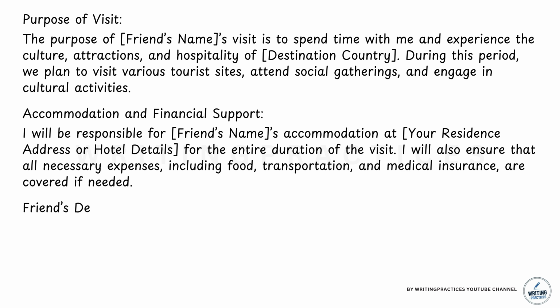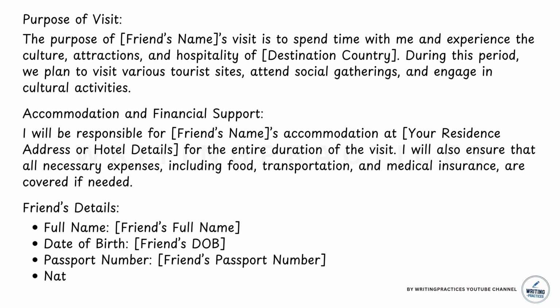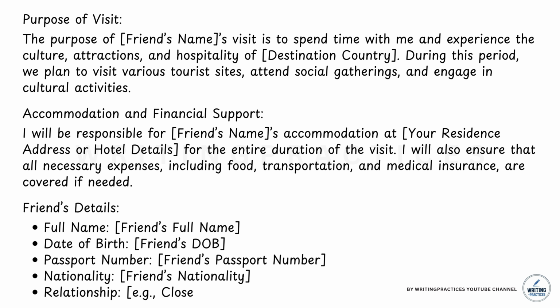Visitor's details. Next, list some essential details about your friend to help the embassy verify their identity. You should include their full name, date of birth, passport number, nationality, relationship with you. For example, friend's details, full name, Raj Patel, date of birth, January 15th, 1990, passport number, A12345, nationality, Indian, relationship, close friend. Providing these details makes it easier for the embassy to match the invitation letter with the visa application.